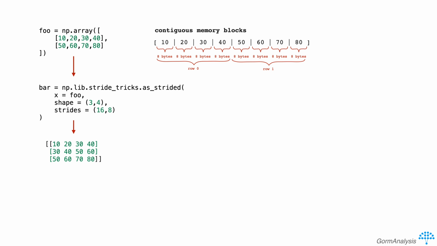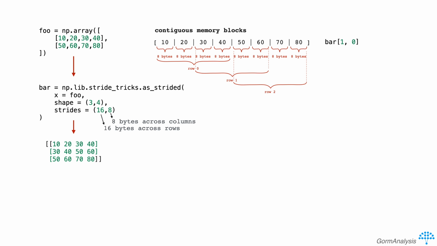This works because we define a 3x4 array that's based on the data in foo, but in this array, we tell NumPy to jump across 16 bytes to get to the next row and 8 bytes to get to the next column. For example, if we request the element at index 1, 0, NumPy starts at the beginning of the array and then jumps across 1 row and 0 columns, so 16 bytes plus 0 bytes, landing here, and reads off the element 30. To get to index 1, 3, NumPy jumps across 1 row and 3 columns, so 16 bytes plus 24 bytes, landing here, and reads off element 60.